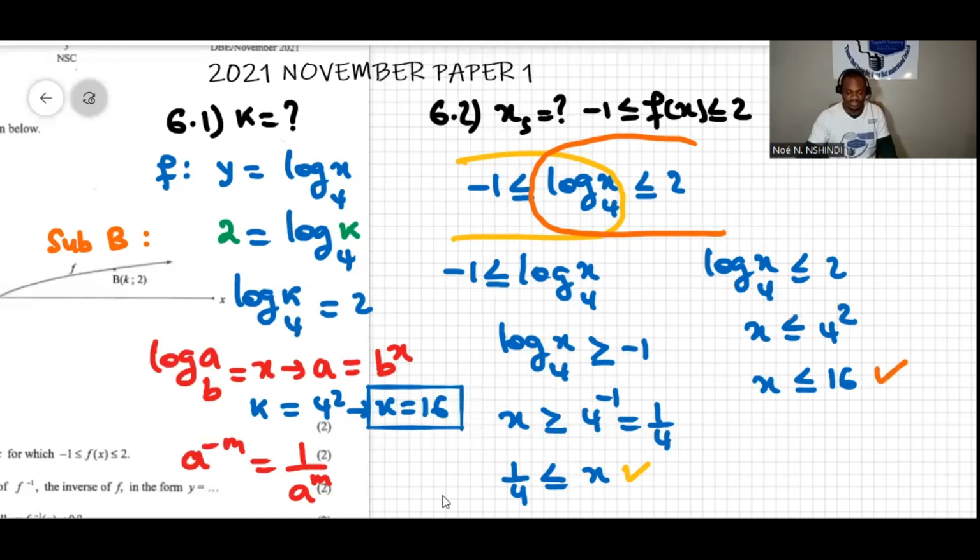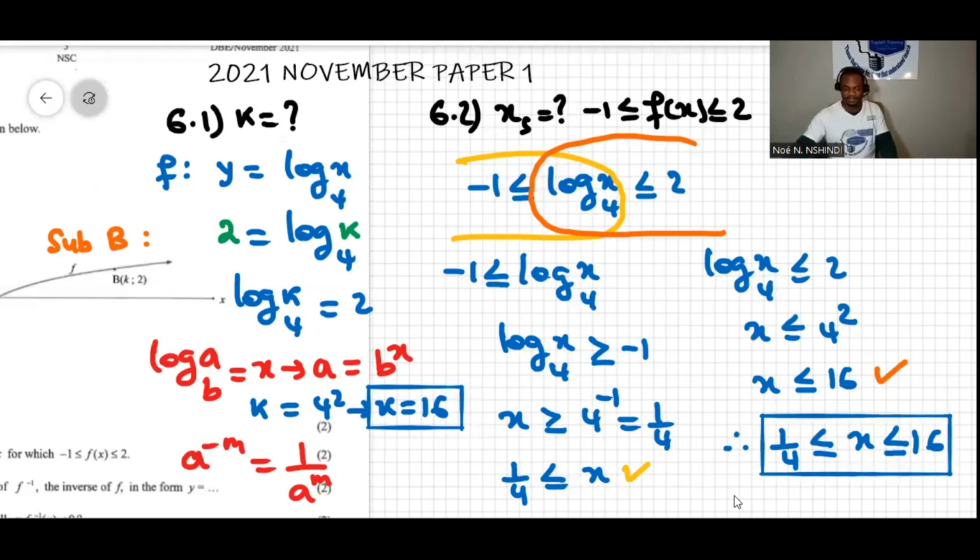So this means that a quarter is less than or equal to x, and then x is less than or equal to 16. Therefore, we can write a quarter less than or equal to x less than or equal to 16. So this is the solution.